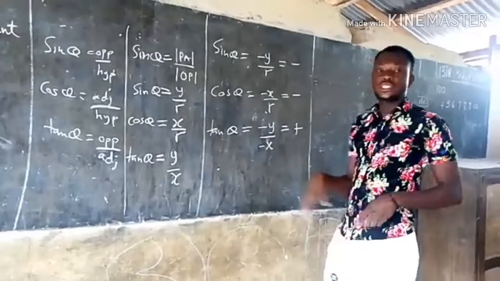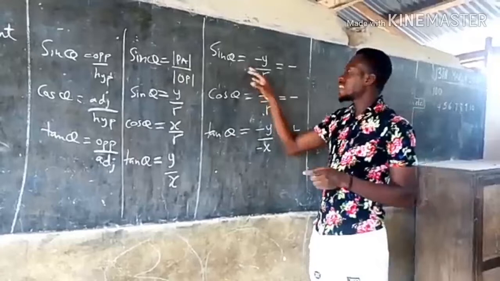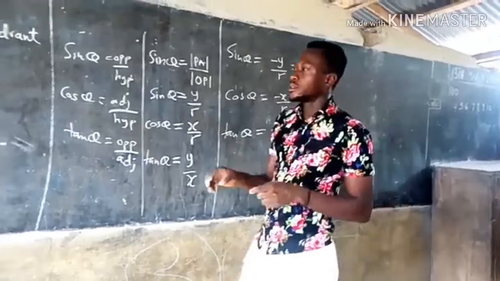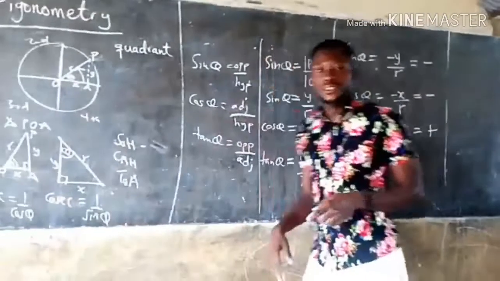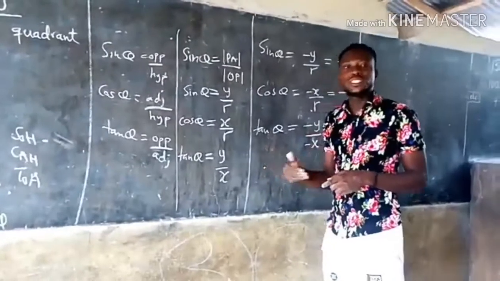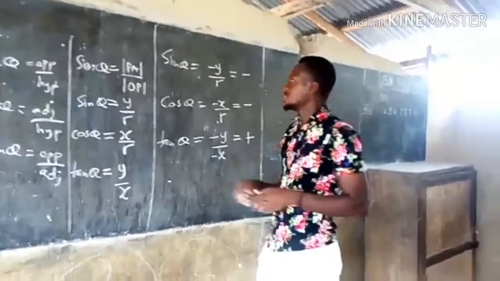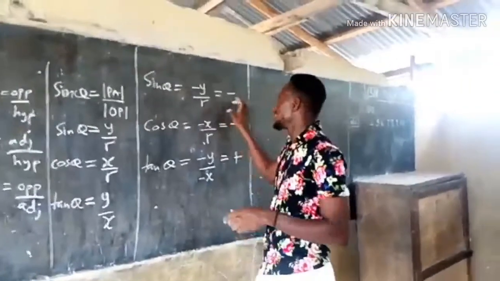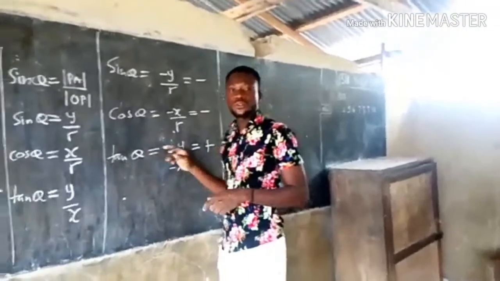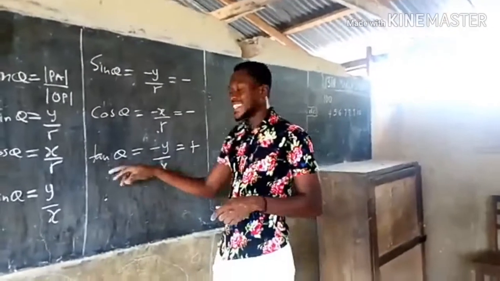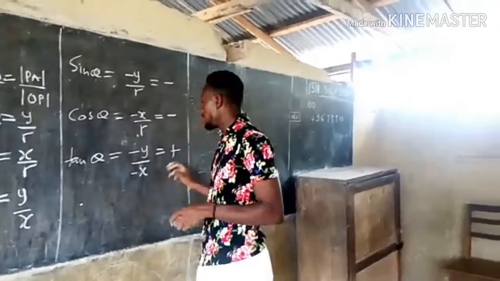So this tells us that in the third quadrant, sine is negative, cos is negative, tan is positive. So anytime you find sine of any angle which falls within the third quadrant, let's assume 250 degrees, sine of 250 degrees will give you a negative value. Cos of 250 will also give you negative. When you find tan of 250, you get a positive value.